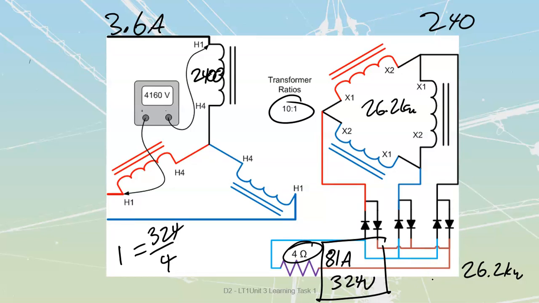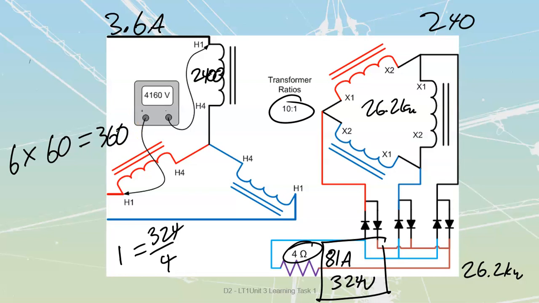Last values that they're looking for off of these was going to be my ripple frequency. My ripple frequency, because we're full wave, is going to be 6 times my fundamental. So 60 hertz times 6 is going to be 360 hertz. It's going to be jumping around back and forth pretty rapidly.